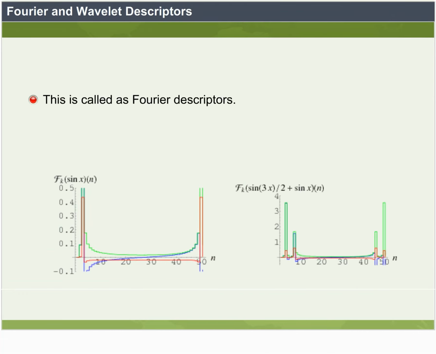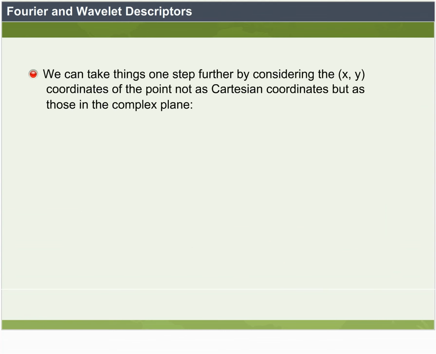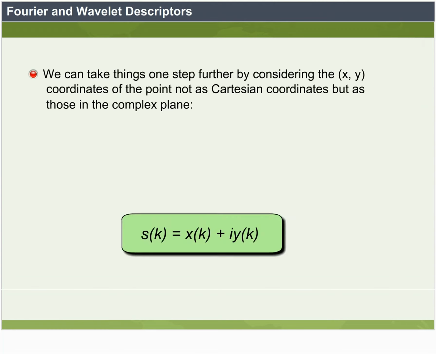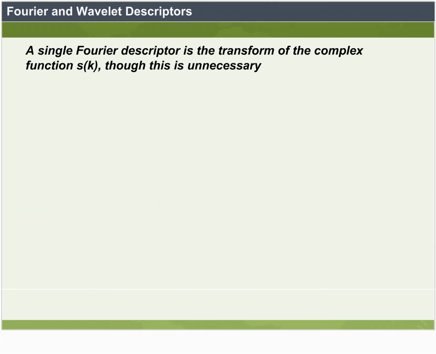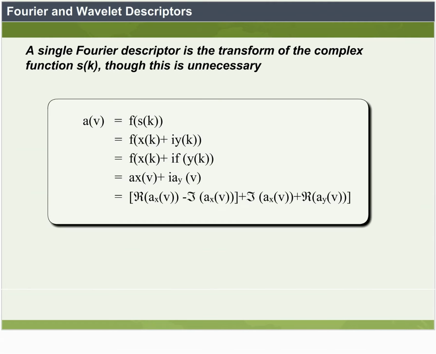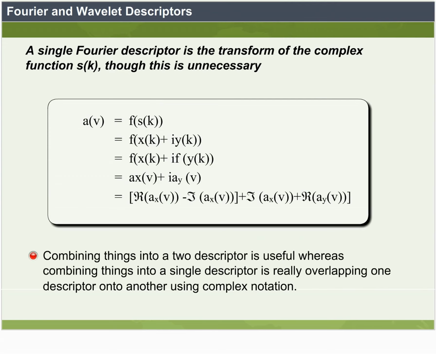We can take things one step further by considering the x, y coordinates of the point not as Cartesian coordinates, but as those in the complex plane: S of k equals x of k plus i y of k. A single Fourier descriptor, which is the transform of the complex function S of k, in a sense, though this is unnecessary. Combining things into a single descriptor instead of two is useful, but it's really only folding one descriptor onto another using complex notation.